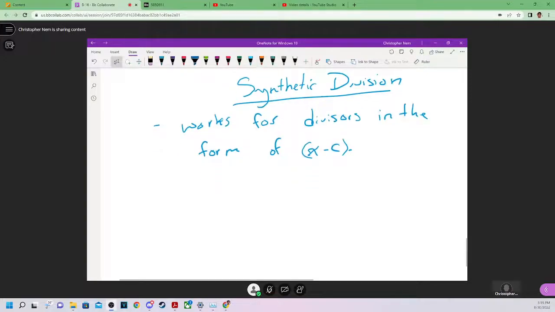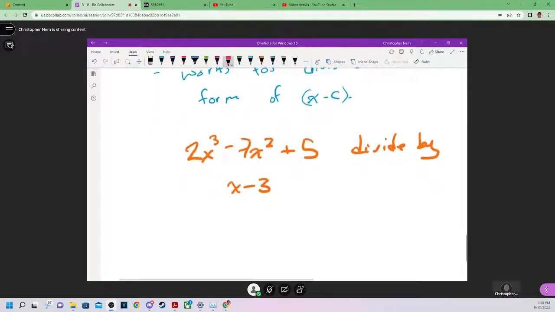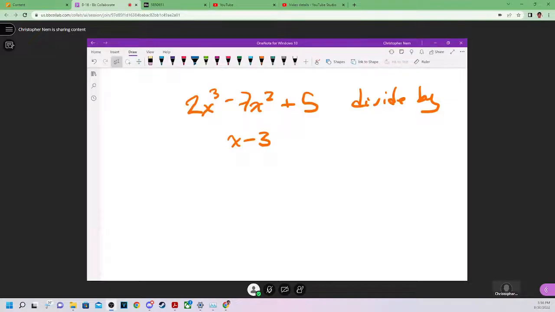So let's say we're going to do 2x cubed minus 7x squared plus 5 divided by x minus 3. Now, it's hard for me to factor this out and then see what cancels out. So I'm going to do synthetic division or long division, whatever you prefer. Now, how do you do synthetic division? Well, first, you need to have p of x in descending order again. It has to be in descending order, and you have to have placeholders for each power.